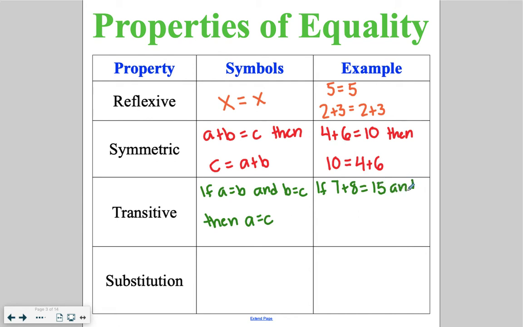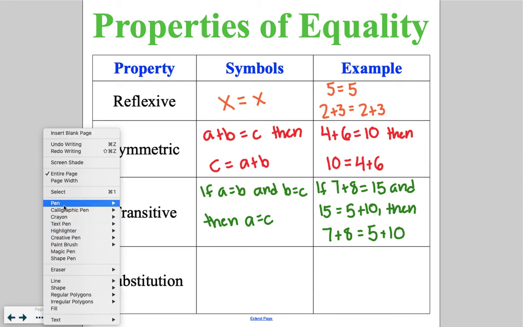and 15 is also equal to 5 plus 10, then we can cut out that middle value, that 15, and say that 7 plus 8 is the same as 5 plus 10. So this allows you to plug in different facts that are equal to each other. Kind of think of the transitive property as a fact family. All the different things that you can plug in that are going to equal the same thing.